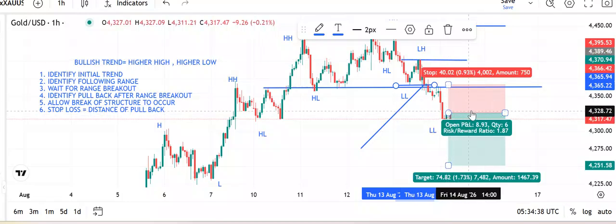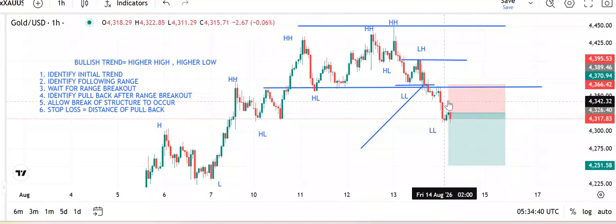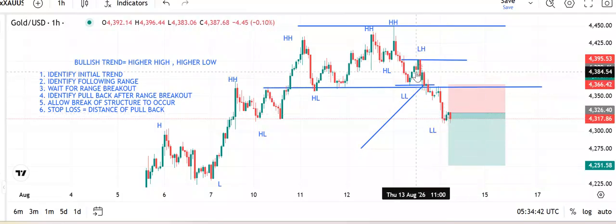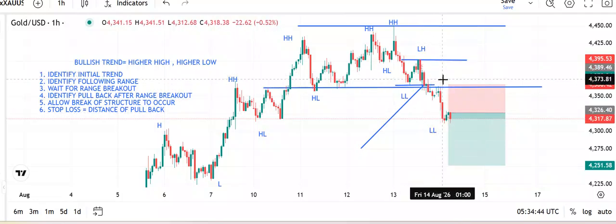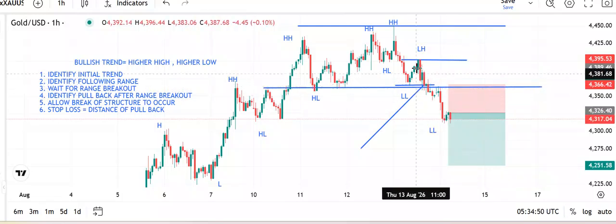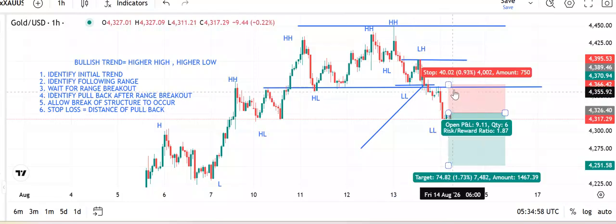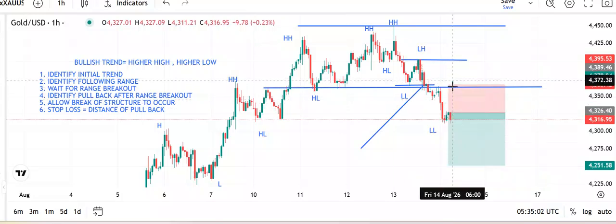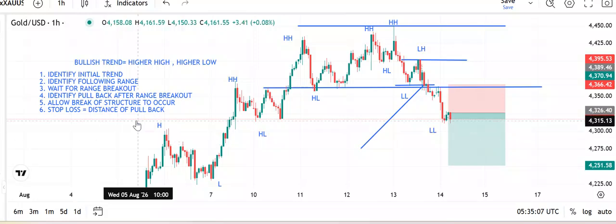Now I woke up and I saw price has already given me a breakout, and I entered around here, and my stop loss is still equivalent of the depth of the pullback, right? From here to here, that's my stop loss, 340 pips or 350 pips or whatever.